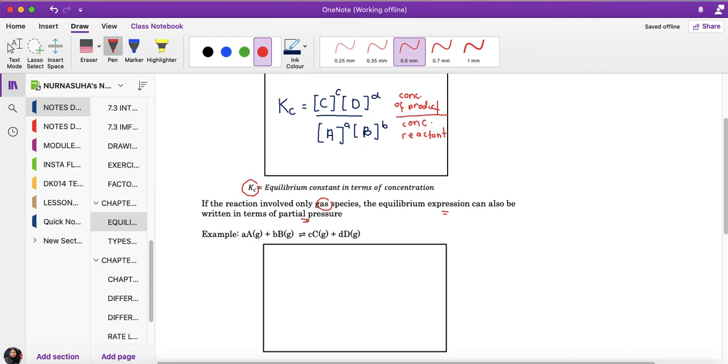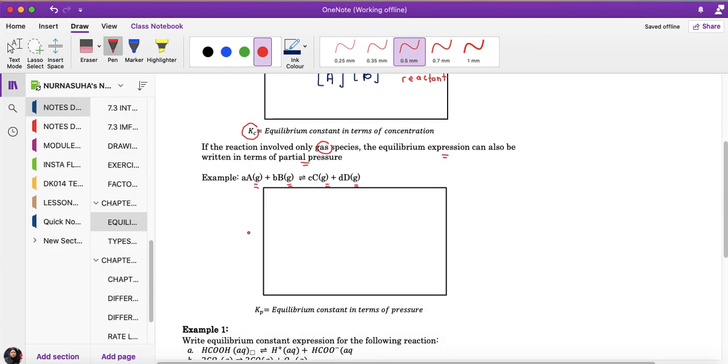Partial pressure is the pressure of that particular gas. For example, here, if you look at all of these, they are in the gas phase. So if it is gas A, the partial pressure means the pressure for gas A only. To write the expression, if your species is in gaseous form, we will be using Kp. Earlier it was Kc, now it is Kp.